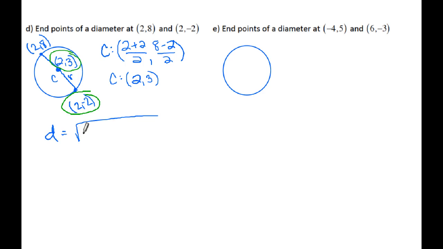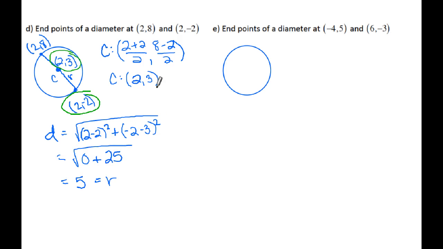So I have my x2 minus x1 squared plus y2 minus y1 squared. That just gives me 0 plus 25. So that's going to be 5, which ends up being my radius. So my center is at 2, 3, radius is 5, so I can write my equation, because here's my h and my k. So I have x minus 2 quantity squared plus y minus 3 quantity squared equals r squared. Well, r is 5, so r squared is going to be 25.